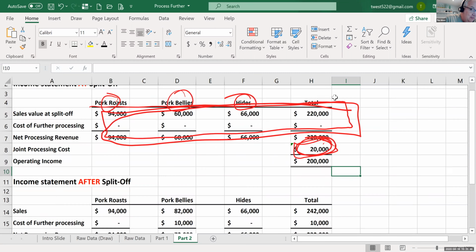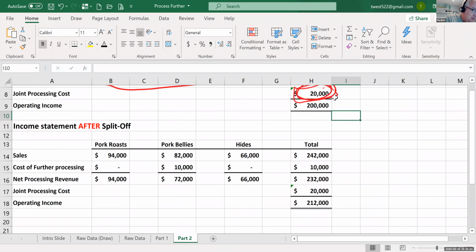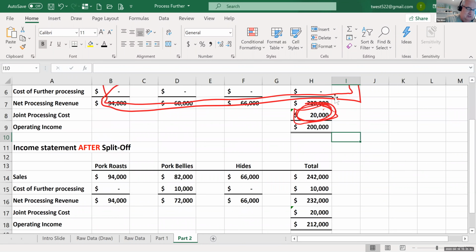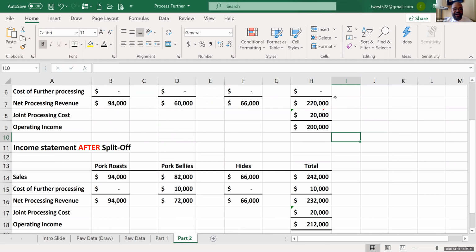So they're not associated with any specific product, but they certainly are a cost to getting to those revenues. But that's not the tricky part. So Eric, take us through the tricky part. Our pork roast and our hides are going to remain the same. We're not going to do anything additional to those. And so what we had before just carries forward, because you made the decision in the last piece that there's no benefit to it. We're paying more than we get, so we're just going to sell it at split off.